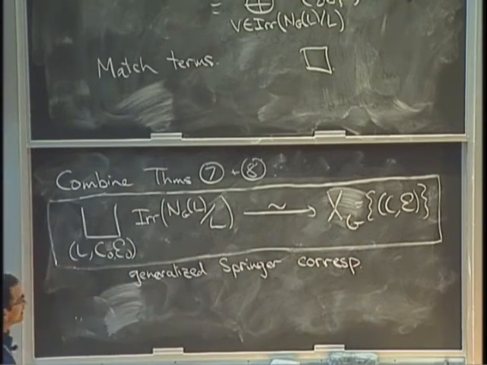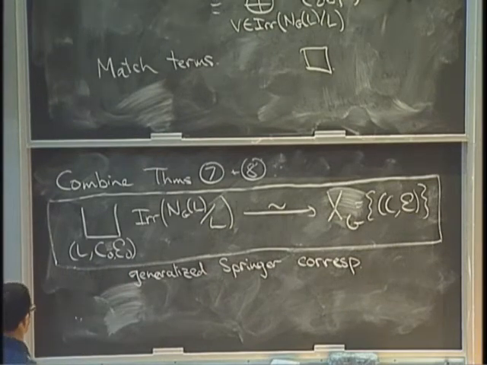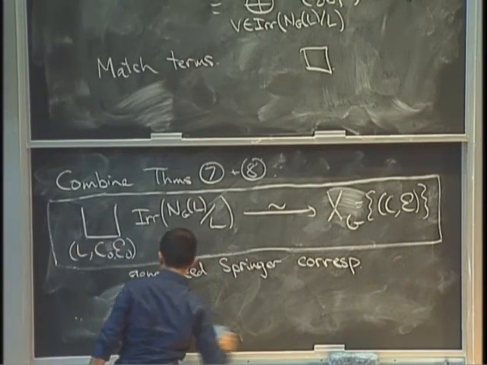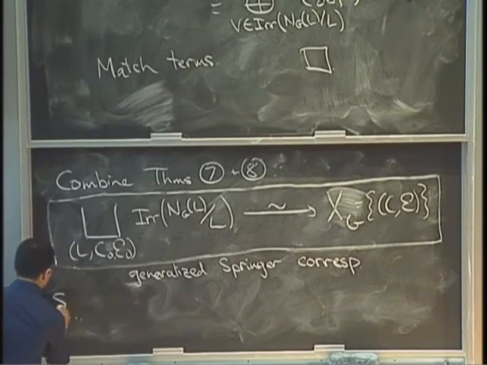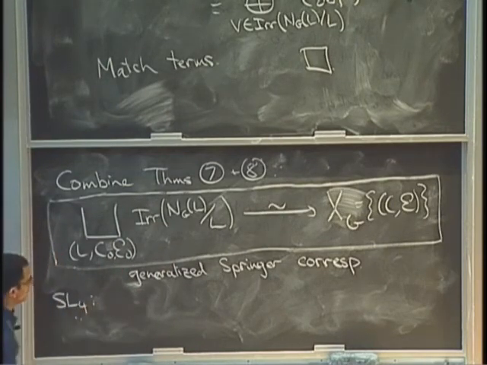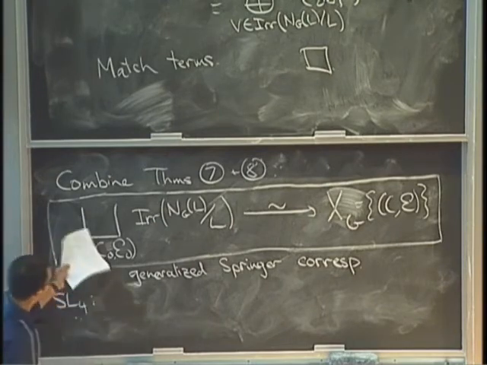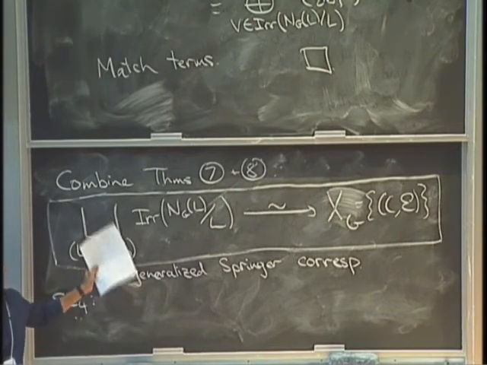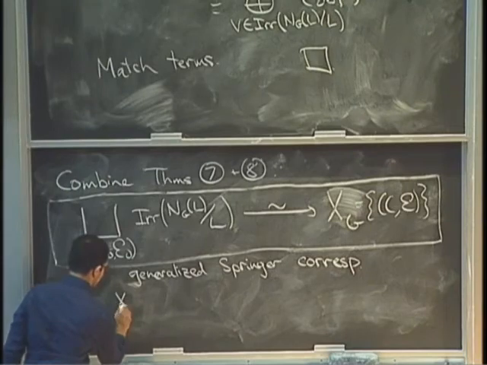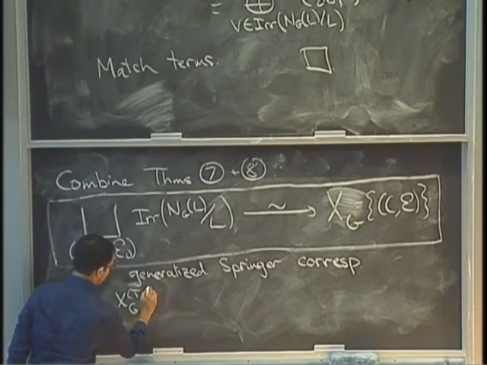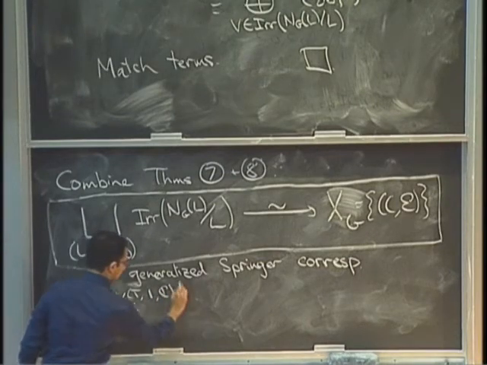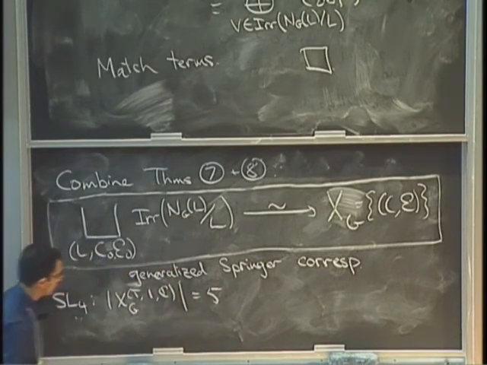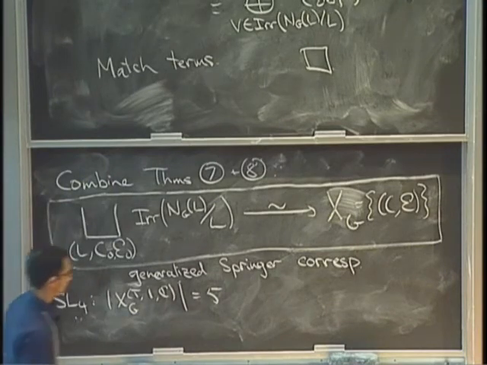So maybe I'll fill in that example that I mentioned a little while ago for SL4. So for SL4, there are 4 pieces in this disjoint union. So there's the ordinary Springer piece, which we already talked about. So that has 5 elements.